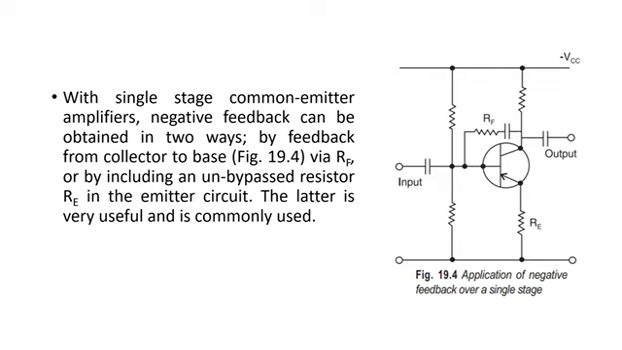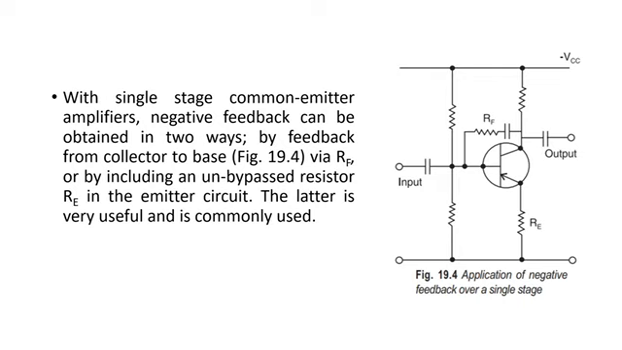This is the transistor we have. This is a common emitter amplifier with negative feedback given here. You can see that there is negative feedback from the collector to the base through the resistance RF, or by including an unbypassed resistor RE in the emitter circuit. You can also connect a capacitor in parallel with the resistance, or connect RF between the collector and the base.